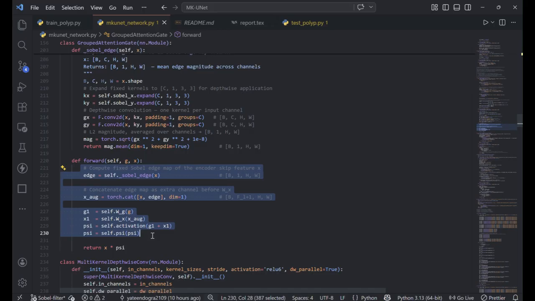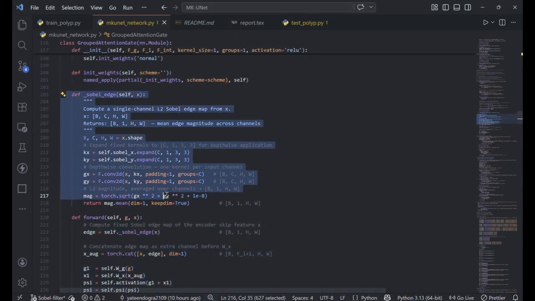In this section, it's the forward pass. This is where everything comes together. I compute the edge map, concatenate it to x along the channel dimension to get x augmented, and then feed x augmented to Wx instead of just x. Everything else stays exactly the same: the gating, the sigmoid, and importantly the final output is still x times psi, not x augmented. So the edge signal only influences how the attention weights are computed, not what gets passed.